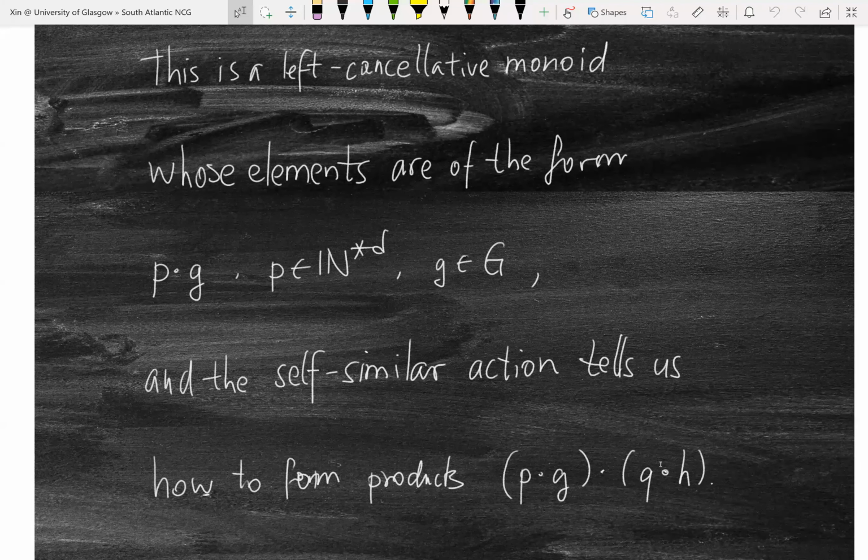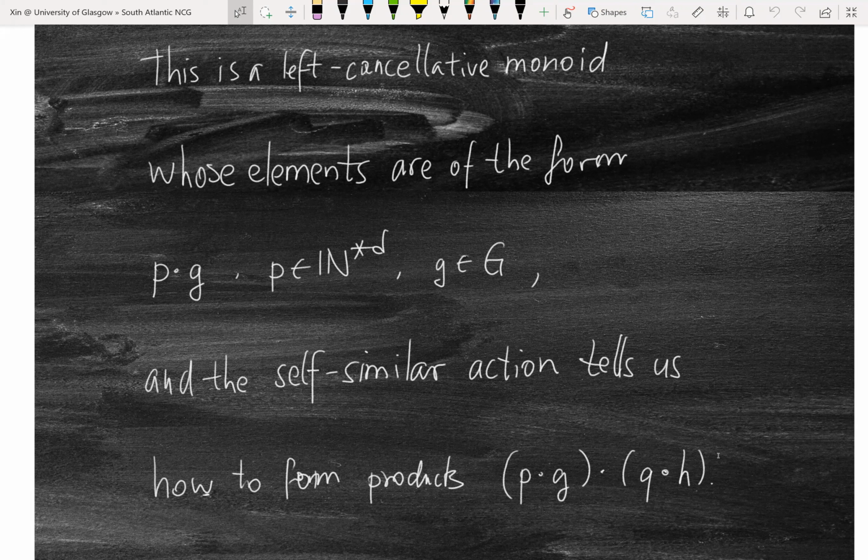Is there some cocycle as in the Exel-Pardo situation? Yes, exactly. Exel and Pardo looked at such things, and there's a cocycle which encodes this self-similar action and so on. I'm not going into too much detail, but that's exactly what's going on in the background.